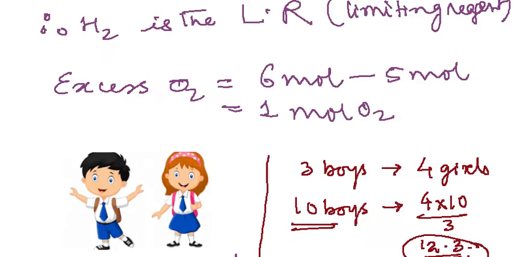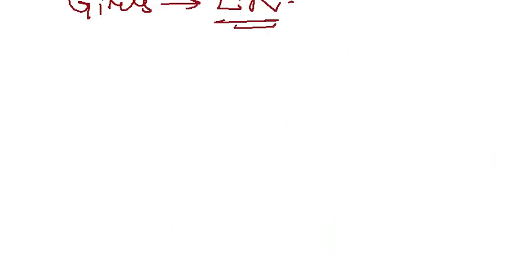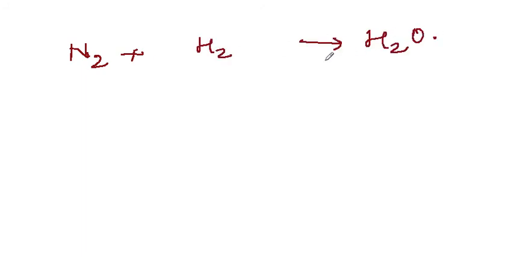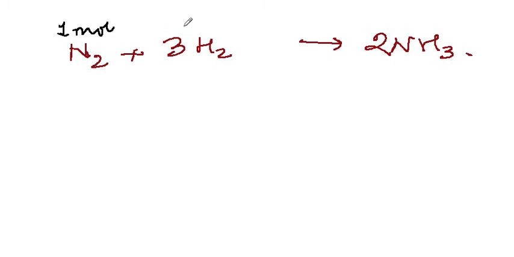So what we can see is earlier we had taken the example of hydrogen and oxygen. Now we can take some more examples like this: nitrogen and hydrogen forming ammonia. So if we balance it out, it will be like this. So now what we can see from the reaction is 1 mole of nitrogen reacts with 3 moles of hydrogen to produce 2 moles of ammonia as product.